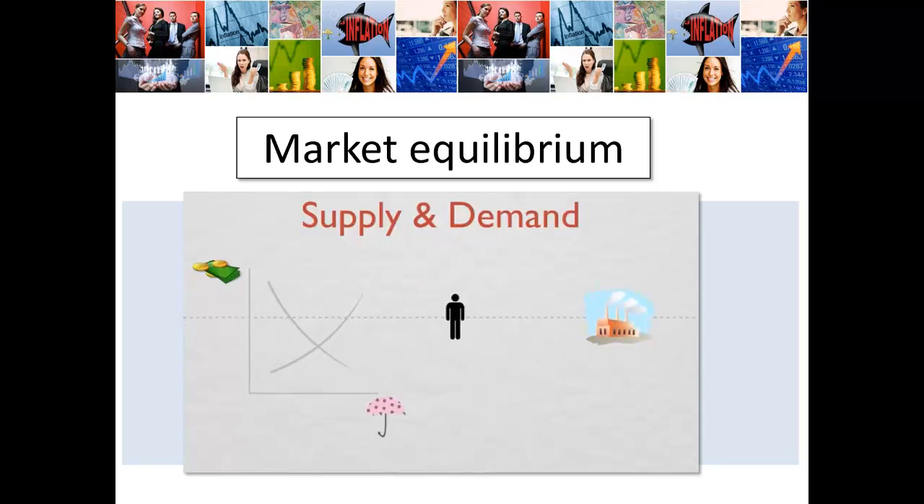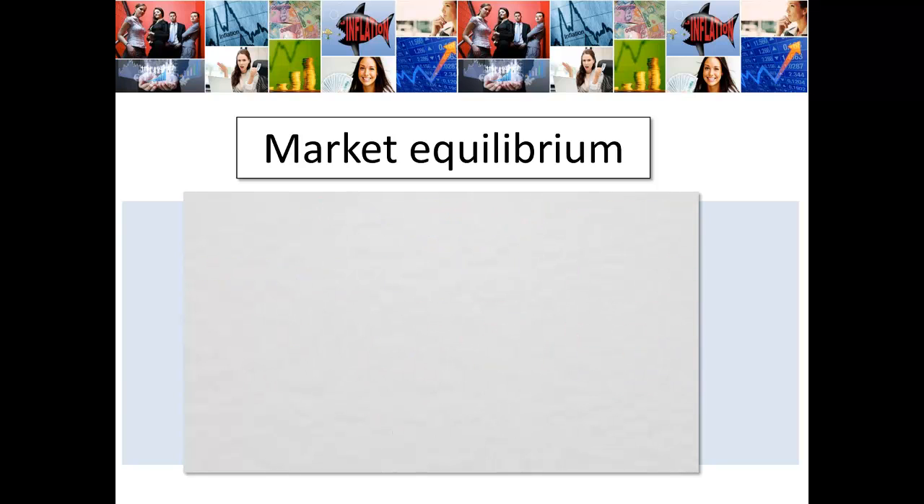What if the price of umbrellas is higher than the market clearing price? Then producers make more umbrellas than buyers are willing to buy at that price, and we have a surplus. Similarly, if the price of umbrellas is set below the market clearing price, buyers want to buy lots of umbrellas, but producers aren't so eager to produce that many. So we have a shortage of umbrellas.